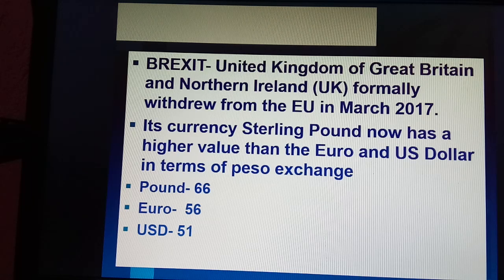The pound is 66, the euro is 56, the US dollar is 51. This was last year. I don't know with the pandemic what the equivalent is now, or which one is higher.